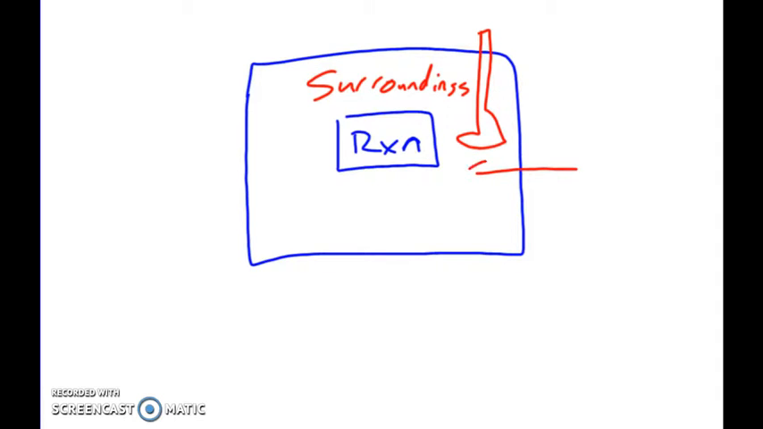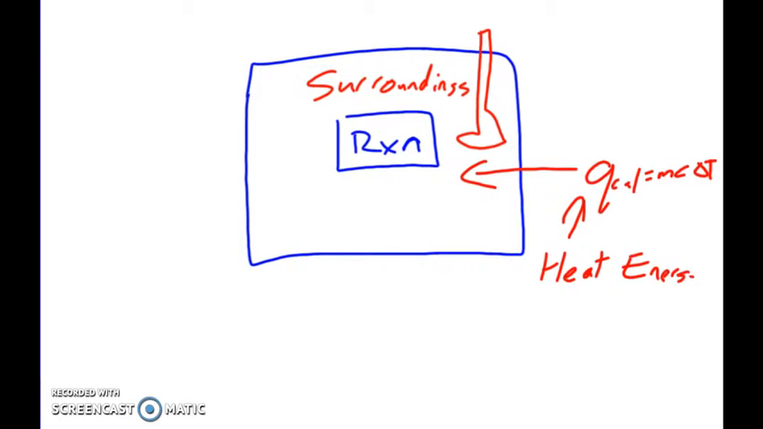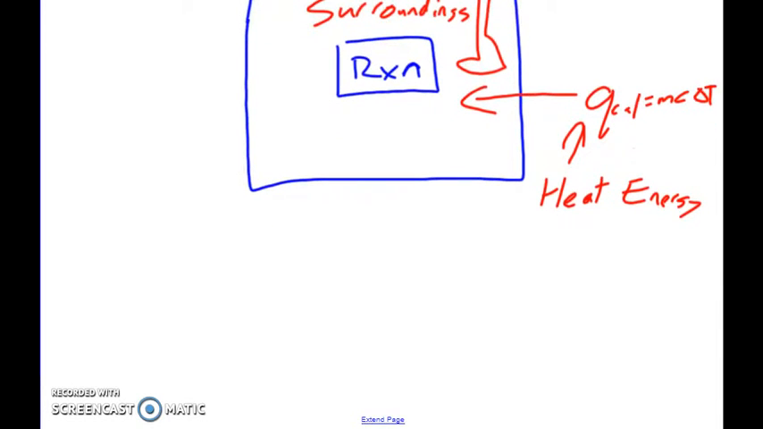So when we're measuring this, what we're actually measuring is Q. And we're using the Q of the calorimeter is equal to mcΔT. Now, what are we measuring? In this particular case, we are measuring heat energy. So we're not directly measuring the reaction, we're measuring the heat given off to the surroundings.